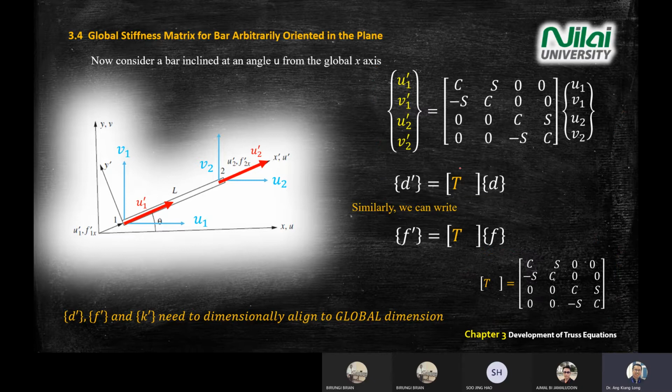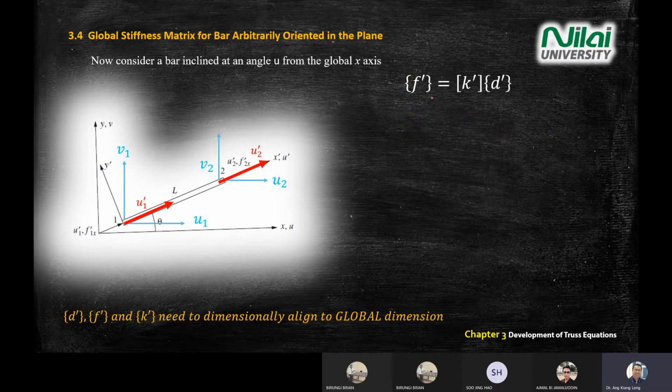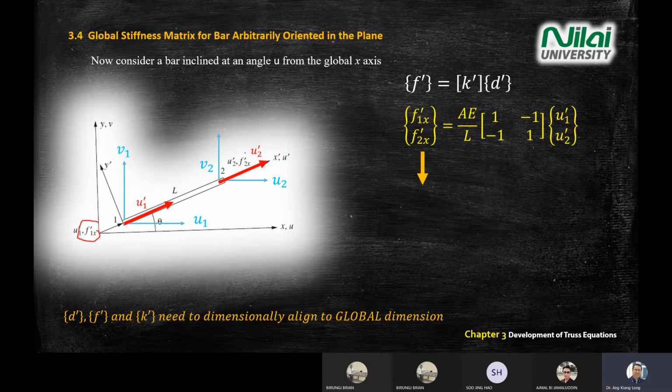Right. Then the next one, we look at force. So recall what is force. F equal to KD, but the prime. And previously we know that if you look at the forces, if you look at the diagram, we have F1x prime and F2x prime here. So that's why in our force component here, we can write F1x prime, F2x prime equal to K is the same. K for bar is AE divided by L, positive, negative, negative, positive 1.